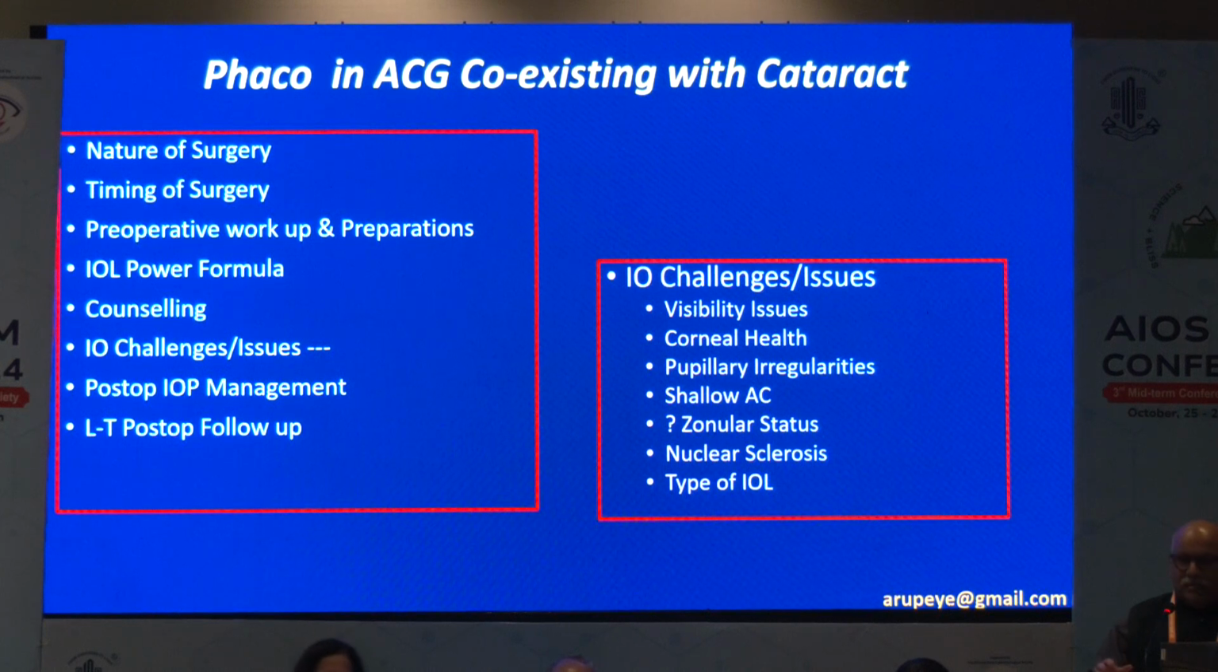There are intraoperative challenges and issues which are additionally faced here. For example, there will be visibility issues. Cornea may not be very clear, and of course, many of these patients may have a very advanced cataract. Cornea is unhealthy because of previous acute angle closure episodes in the past. Pupil again will be irregular. There may be posterior synechiae. The AC is more often than not shallow in these situations. Many of these patients have compromised zonular status. Usually they have a hard nucleus, and then at the end of the cataract surgery, what sort of intraocular lens are you going to place?